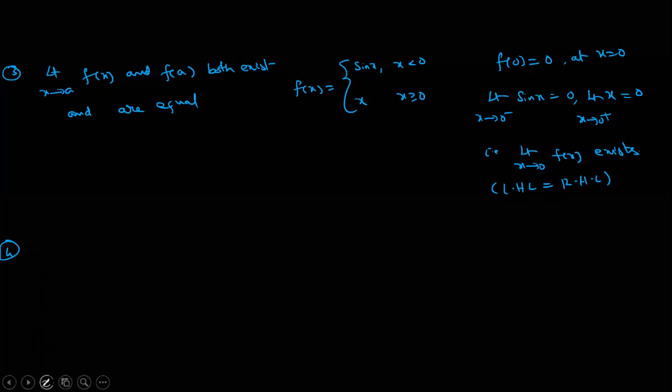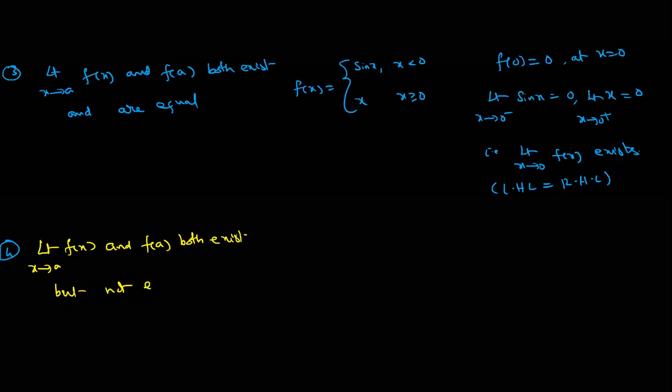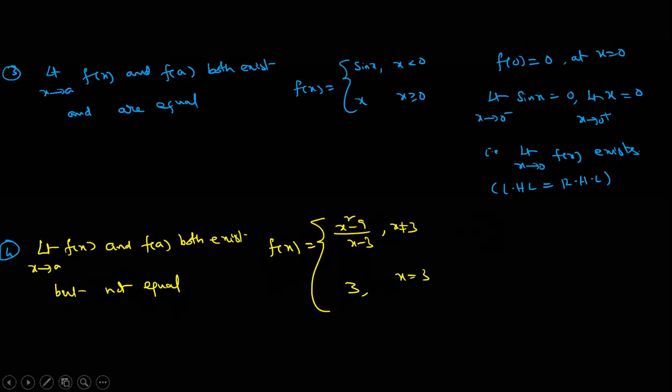Fourth one. Finally, one case is missing. What is that? Can you guess? Limit x tends to a, f of x and f of a both exist, but not equal. I'm taking one example. See, f of x is equal to x square minus 9 by x minus 3, x not equal to 3. If x is equal to 3, means 3. Case 1, case 2. What is the explanation? See, anyone? Yes.